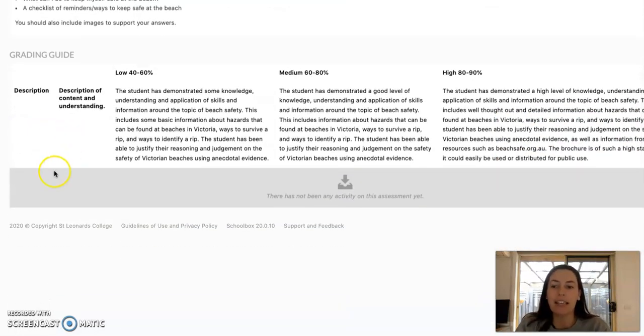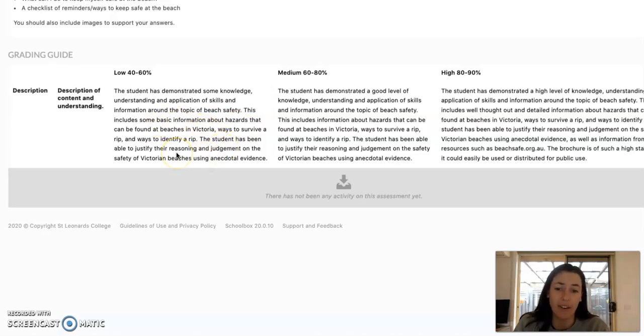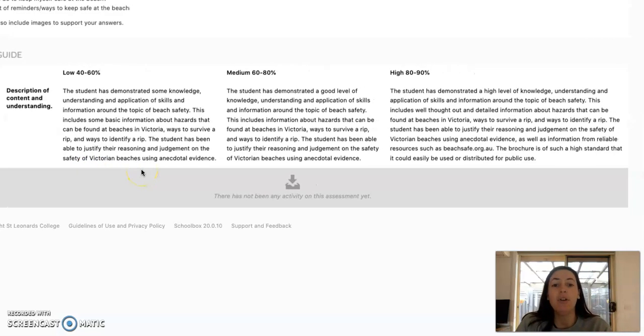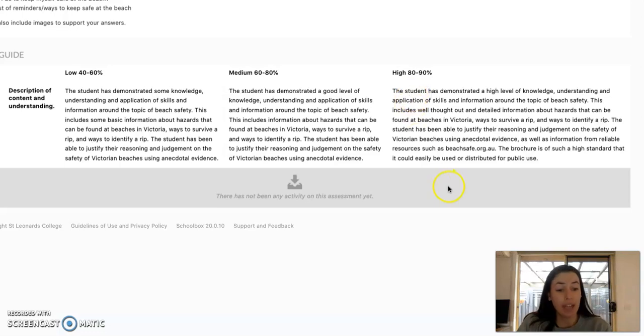But looking at this here, again, it's a very holistic rubric. So I'm just saying a student who's quite low is going to demonstrate some knowledge. They have some basic information and they've been able to justify their reasoning and judgment on the safety of Victorian beaches using anecdotal evidence. Someone who would be achieving 80 to 90% on this task has a high level of knowledge and application of skills. It's well thought out and detailed. They've been able to justify their reasonings and judgments, and the brochure is of such a high standard that it could be easily distributed for public use.